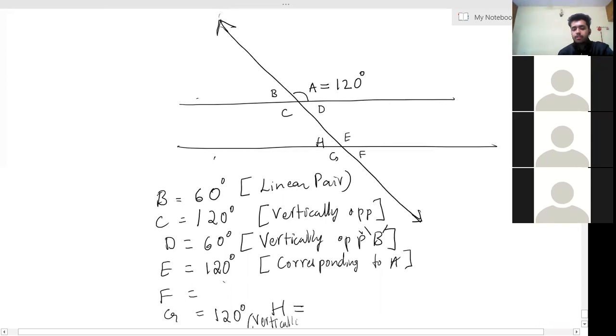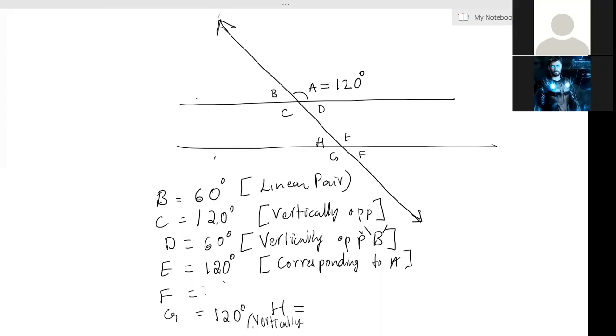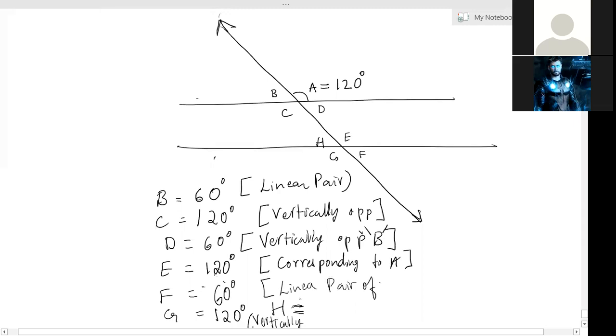Okay, next. Remaining are F and H. So now two are left. What is F and what is H? Sir, F equals 60 degrees, linear pair of G. F equals 60 degrees. H is also 60 degrees, vertically opposite of F, or linear pair for E. So now H is also equal to 60 degrees.